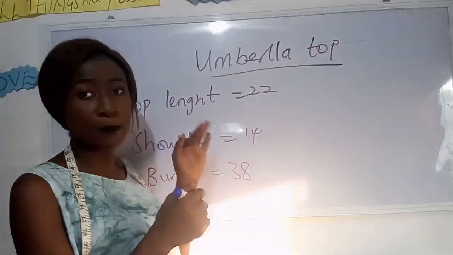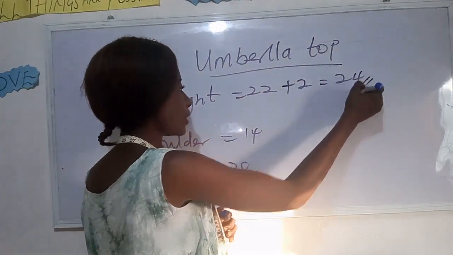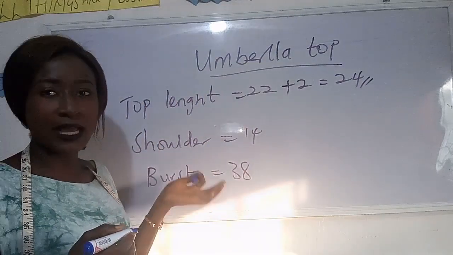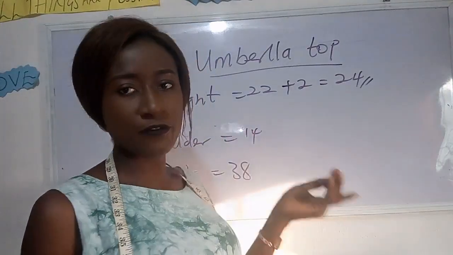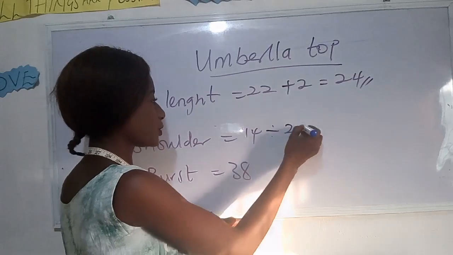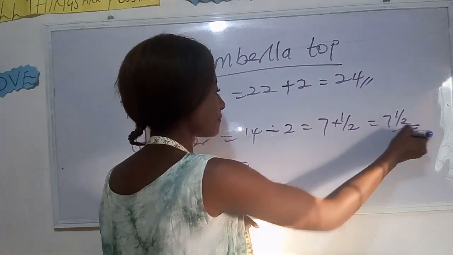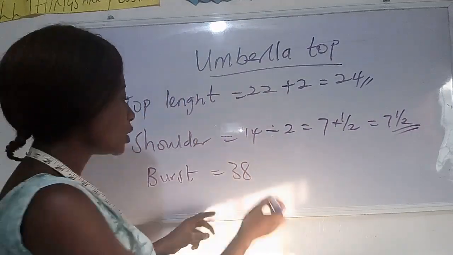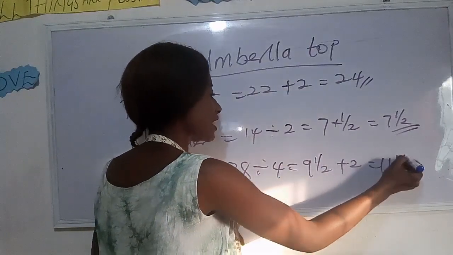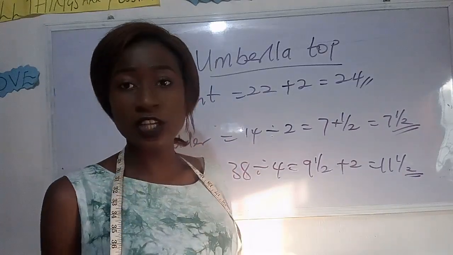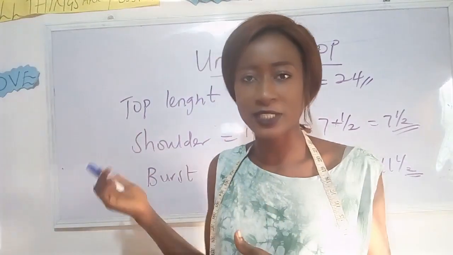Okay, so our top length is 22 inches, so I'm going to add 2 inches for my hemming allowance. I have 24 inches. My shoulder measurement is 14 inches. I'm going to divide it by 2 to give us 7 inches, plus half inch for our sleeve allowance, we have 7.5 inches. My bust divided by 4, we have 9.5, plus 2 inches, we have 11.5 inches. So peradventure yours is a dress, you just include your waist measurements and your hip measurements to the basic measurements.